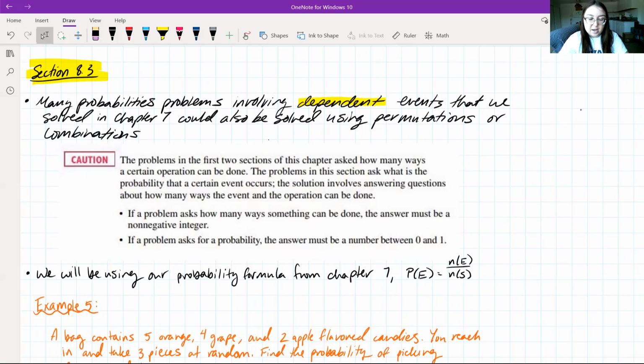So if a problem asks how many ways something can be done, the answer must be a non-negative integer. If the problem asks for a probability, the number must be between 0 and 1.